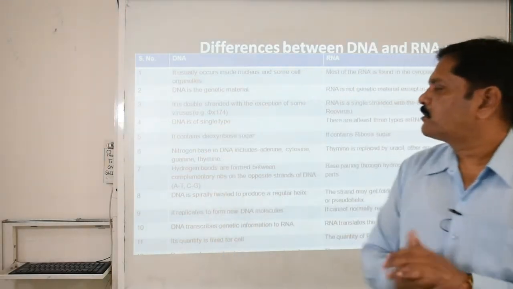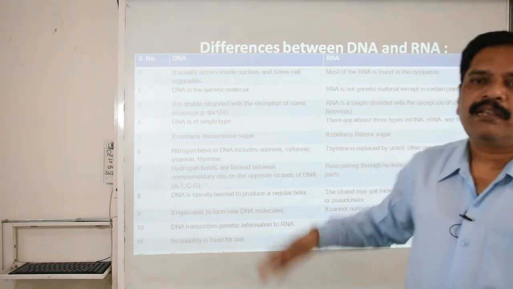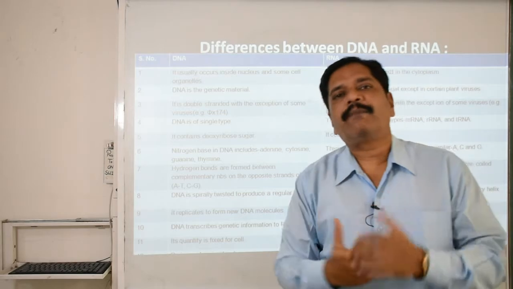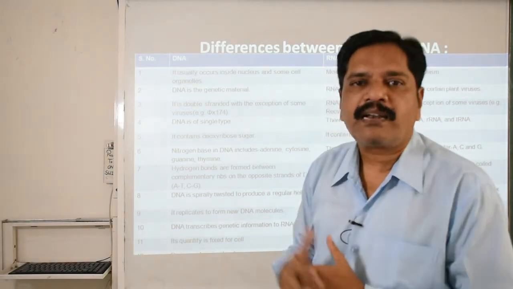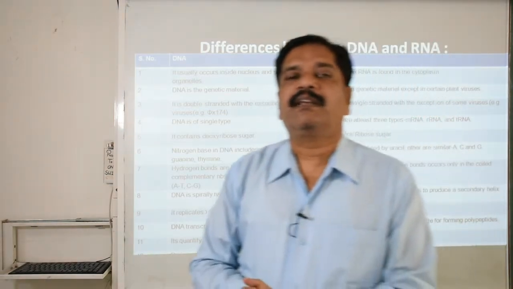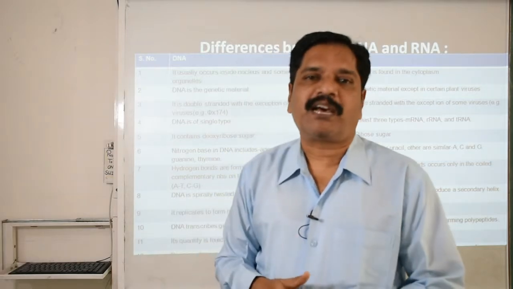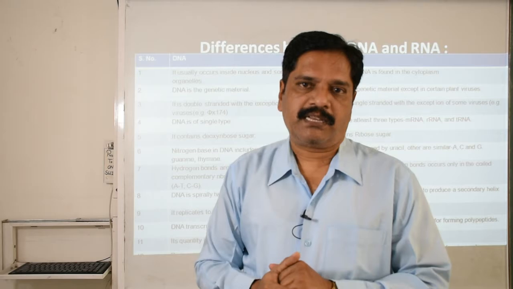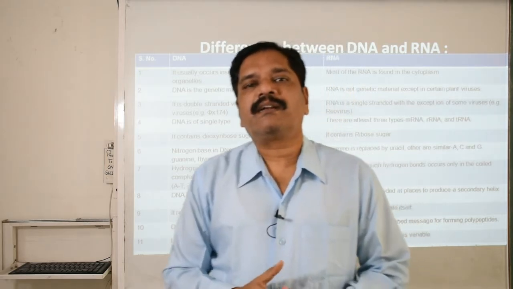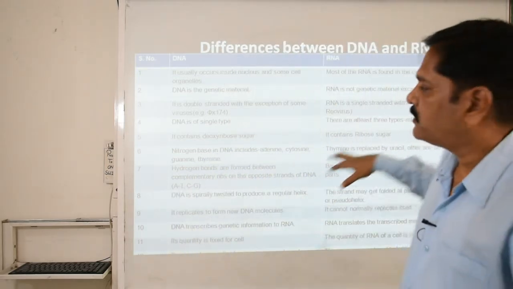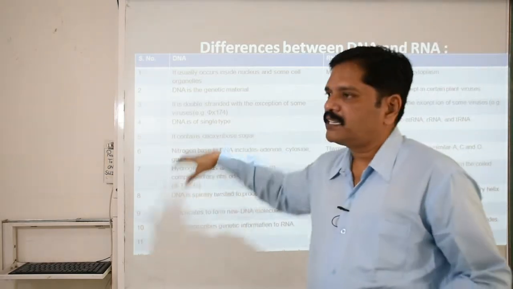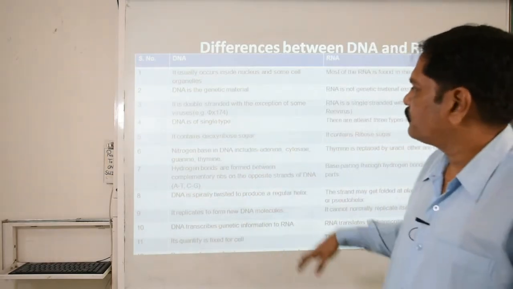DNA is of a single type, while RNAs are of three types: the first is mRNA, second is rRNA, and third is tRNA. mRNA is the messenger RNA, tRNA is the transfer RNA, and rRNA is the ribosomal RNA. This way, these three types of RNA are present in the cell, while DNAs are of a single type only.